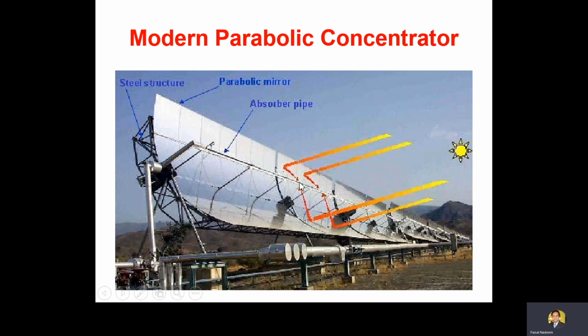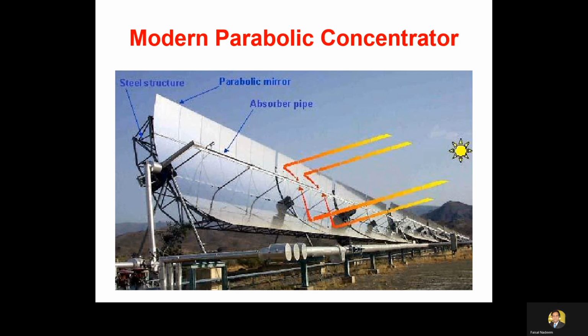However, the 3D tracking or the 3D movement of the parabolic trough collector requires electrical energy to be used up, the motors, the tracking system, which not only makes the system complex, but also increases the cost of the system a lot.